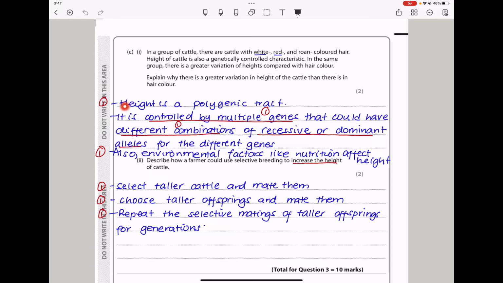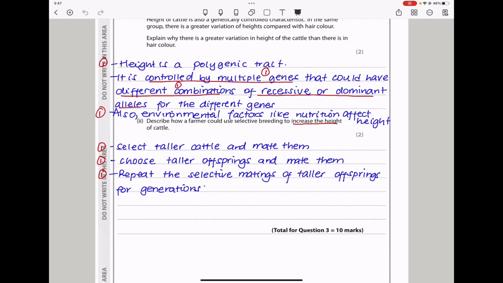As I said, height is a polygenic trait. It is controlled by multiple genes that could have different combinations of recessive or dominant alleles for the different genes. Also, environmental factors like nutrition can affect height. Then lastly, describe how a farmer could use selective breeding to increase the height of cattle. So all they need to do is get specific cattle that are taller and mate them, then choose taller offsprings and mate them, then continuously mate taller offsprings for generations.